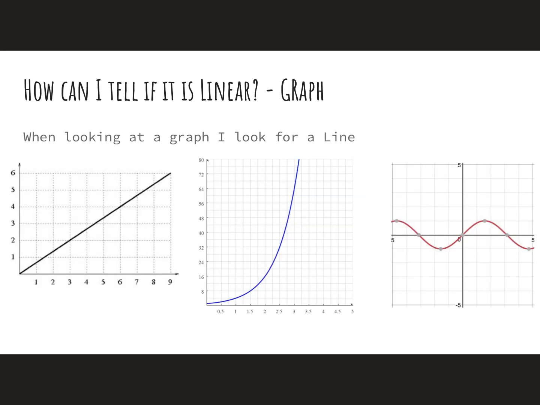So how can I tell if it's linear on a graph? Well, this is probably the easiest. When I'm looking at a graph, I look for a line. Remember, in math, lines are by definition straight. So if it is straight, then it is linear. So here I see a linear graph. Here, this is a curve. This is not a line. That does not show a constant rate of change. It's not linear. And finally, this over here, you can see I'm going up and down. This is definitely not linear. Again, on a graph, it's very easy. You're looking for a line.